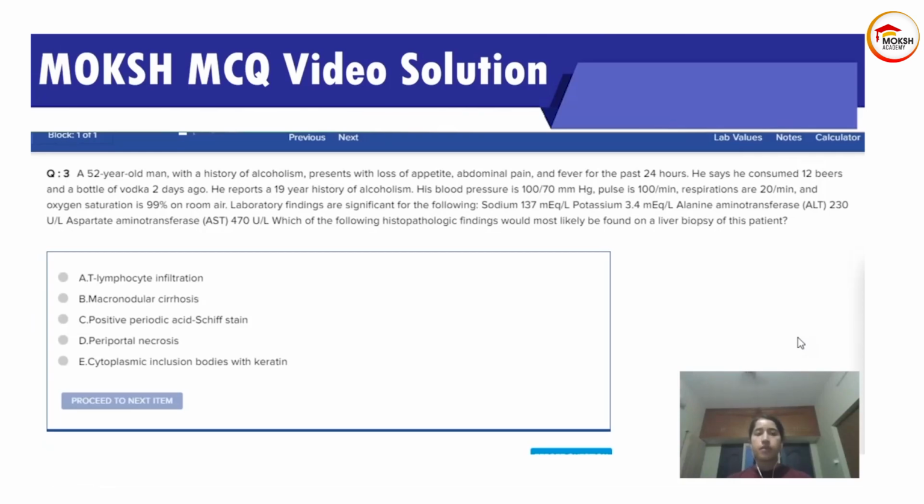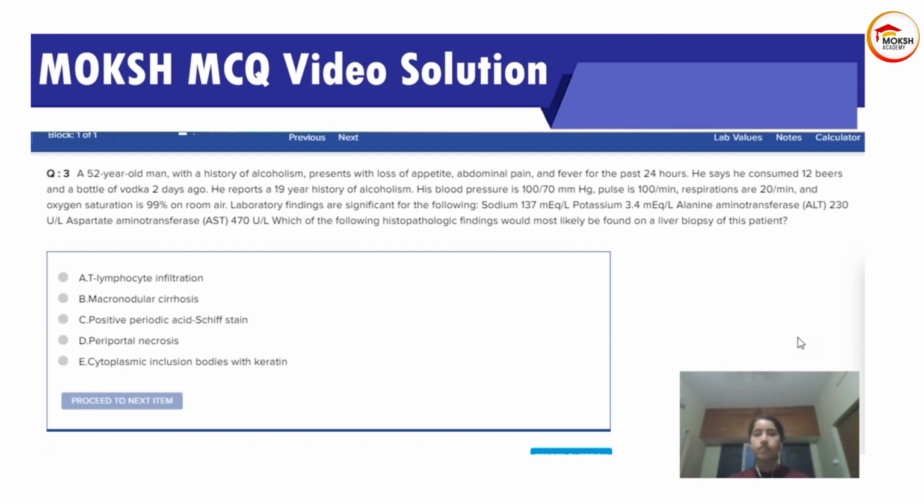A 52-year-old man with a history of alcoholism presents with loss of appetite, abdominal pain, and fever for the past 24 hours. He says he consumed 12 beers and a bottle of vodka two days ago. He reports a 19-year history of alcoholism. His blood pressure is 100/70 millimeters of mercury, pulse is 100 per minute, respirations are 20 per minute, and oxygen saturation is 99% on room air.